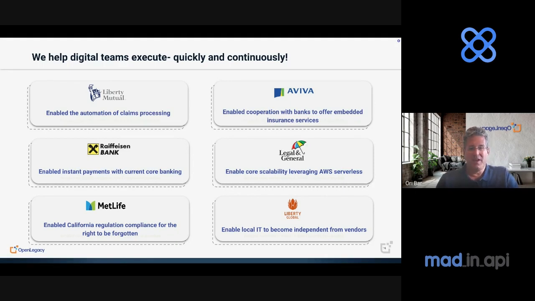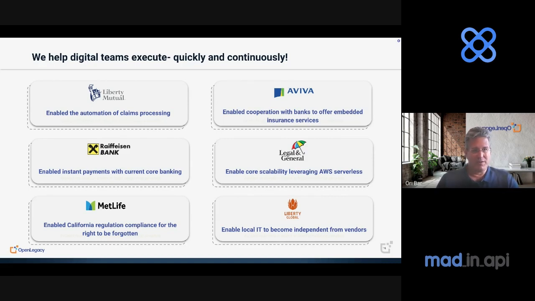We have Aviva in Italy. In this case, they had a very complex and coupled system where the presentation layer was tightly coupled with the business layer. And it was so coupled they could not expose it to the outside. So we helped them to generate APIs to split this. And based on that, they're able to do brokering. So now banks can actually sell Aviva insurance policies based on our APIs and technology.